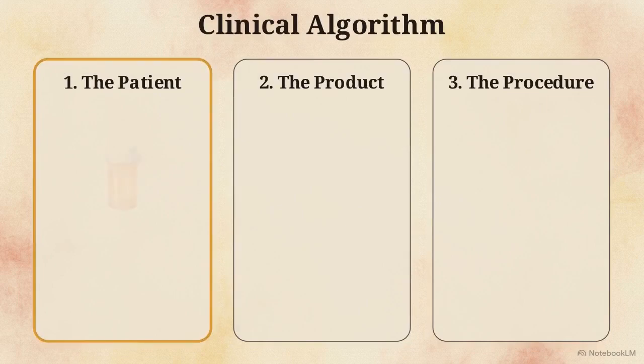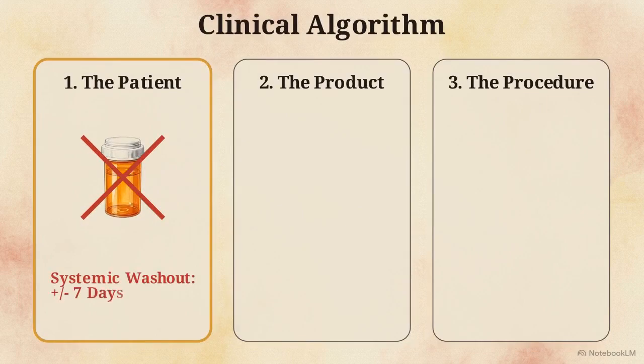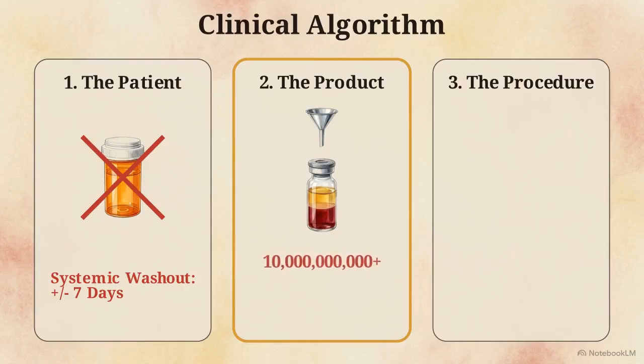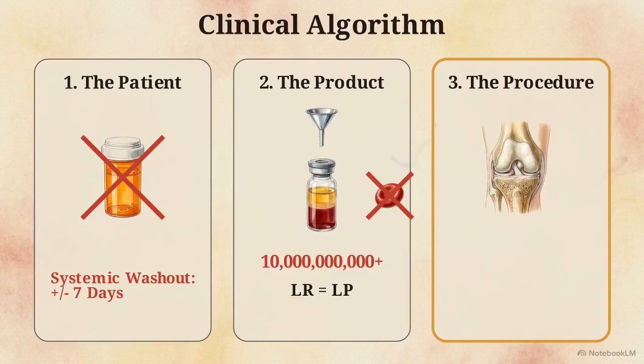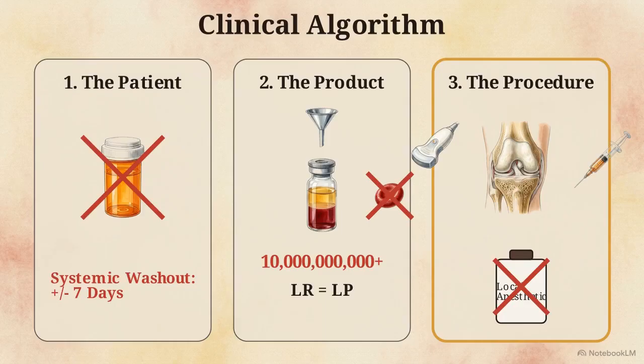This complete flowchart represents the finalized, evidence-backed clinical algorithm built from the AAPM&R guidelines. Pillar 1 relies on strict patient selection, optimizing the systemic environment through a mandatory 1-week NSAID and antiplatelet washout. Pillar 2 mandates achieving a 10 billion total platelet dose while minimizing red blood cell inclusion, validating both leukocyte-rich and leukocyte-poor formulations. Pillar 3 guarantees accurate delivery via ultrasound guidance, strictly avoiding the cytotoxicity of local anesthetics.